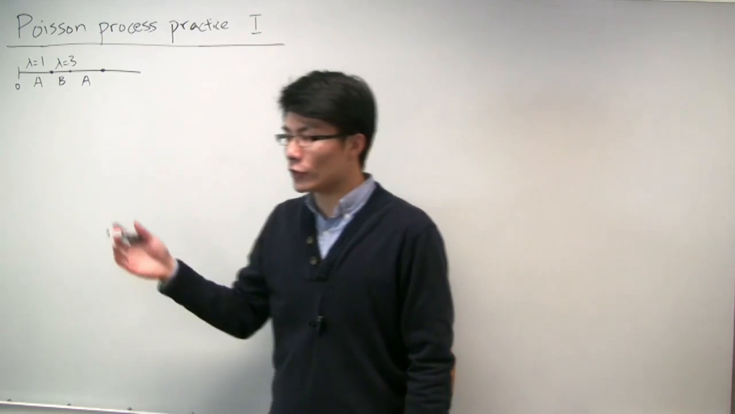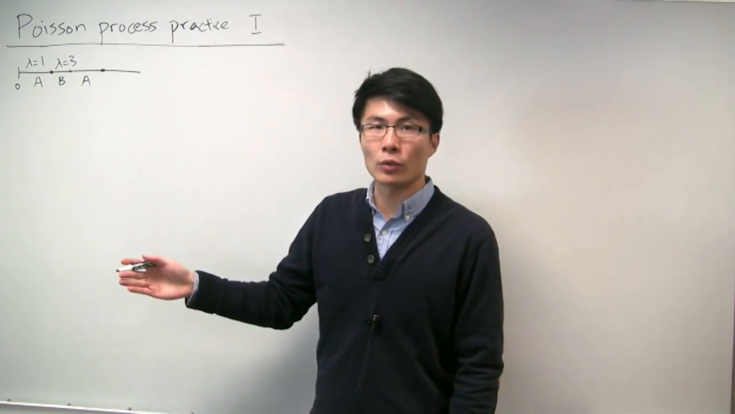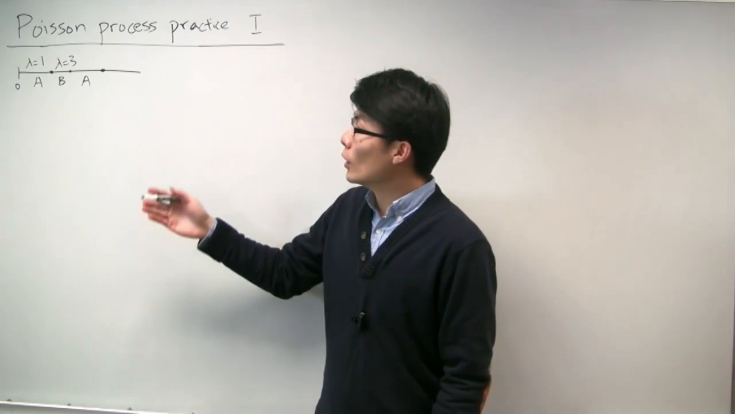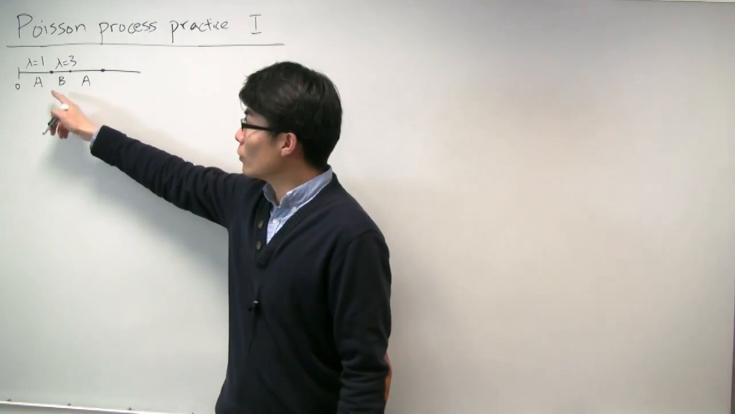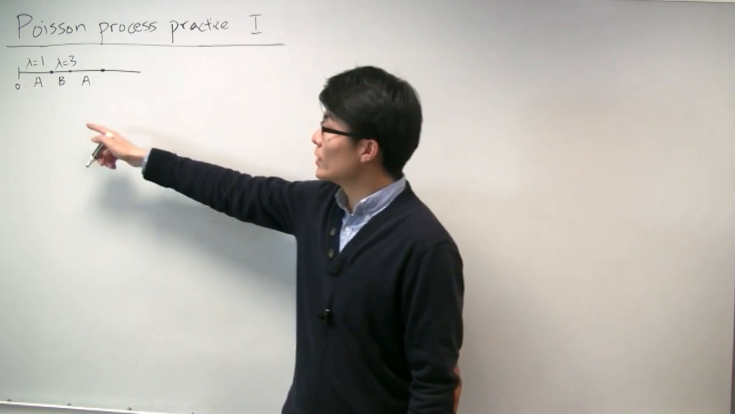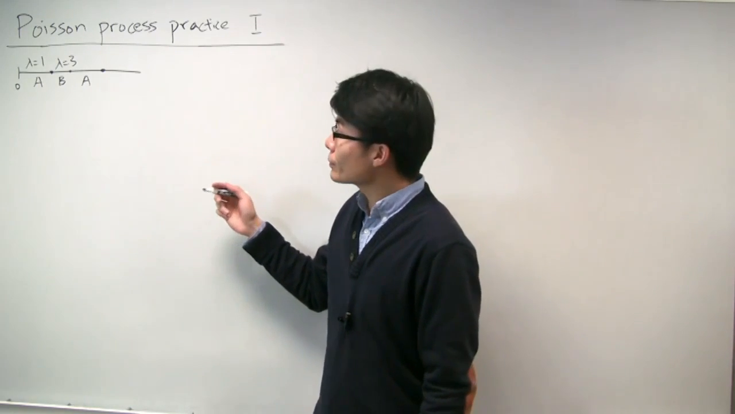Every time we have to choose a new light bulb, we pick type A or type B with equal probability. Also, whether we pick A or B for any one particular light bulb is independent of whether we pick A or B for any other light bulb.